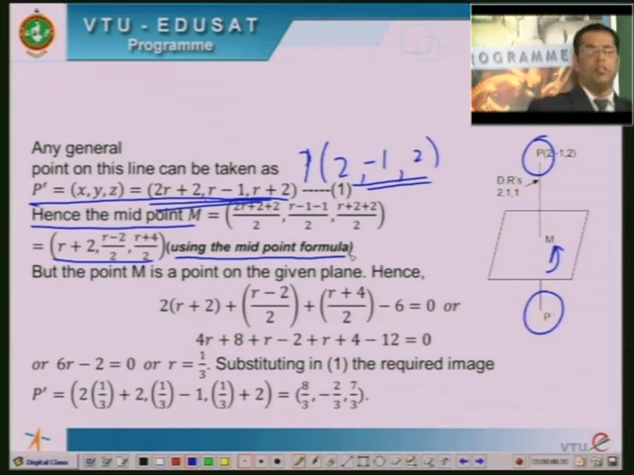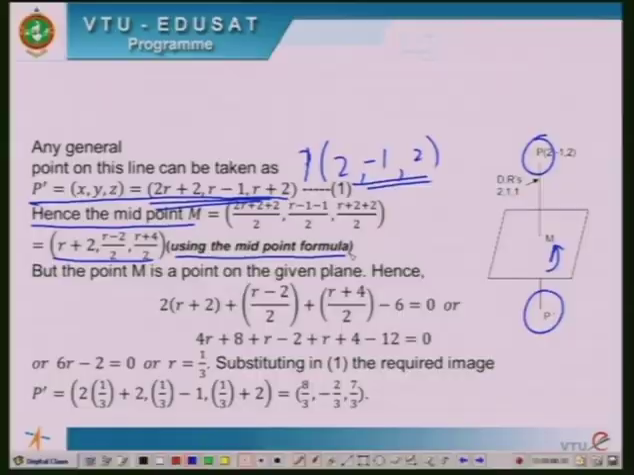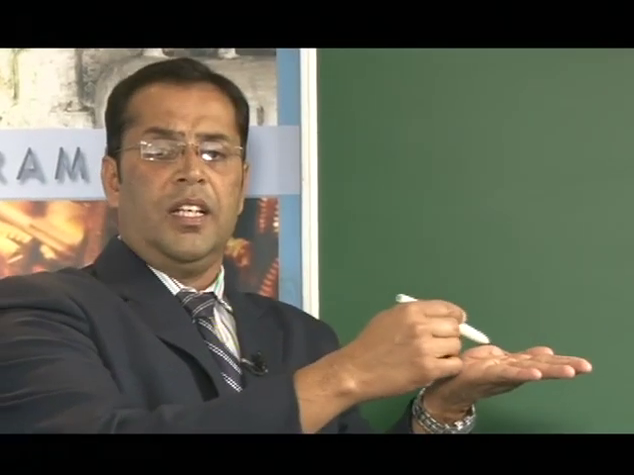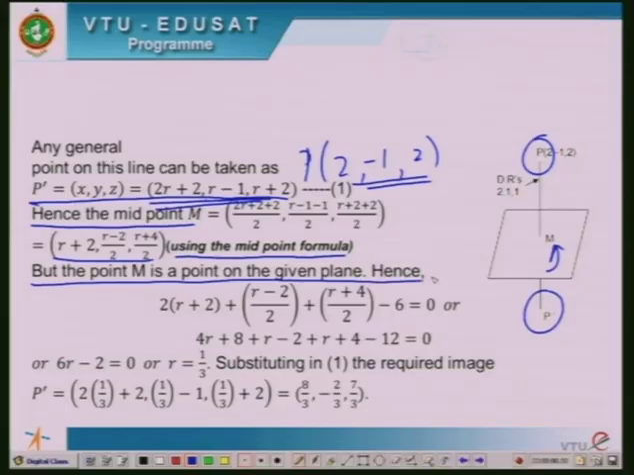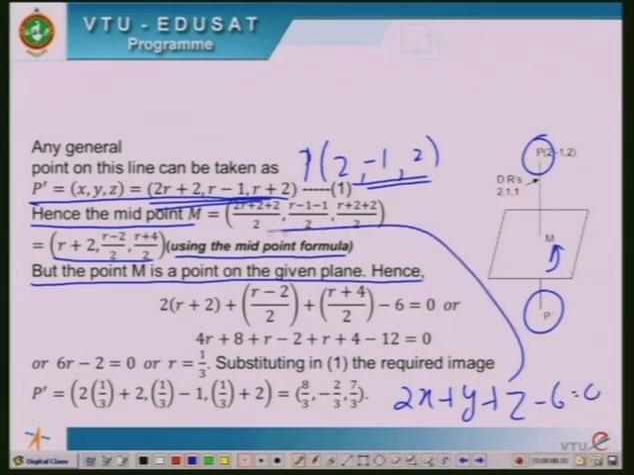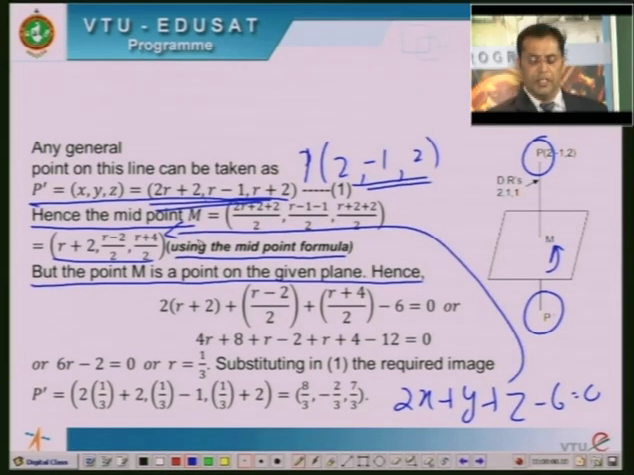But what you observe now, the point M is both a point on the plane as well as the line. So obviously this point M should satisfy the given plane. M is the midpoint, and M is a point on the given plane also. Hence in the equation of the plane, 2x plus y plus z minus 6 equal to 0, you can replace x, y, z by these values, x by r plus 2, y by (r minus 2) by 2, and z by (r plus 4) by 2, which gives you r as 1 by 3.